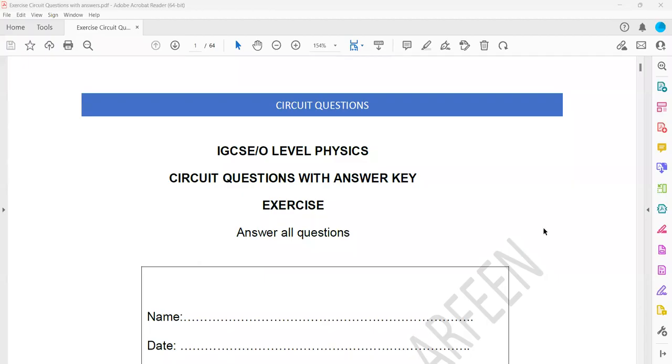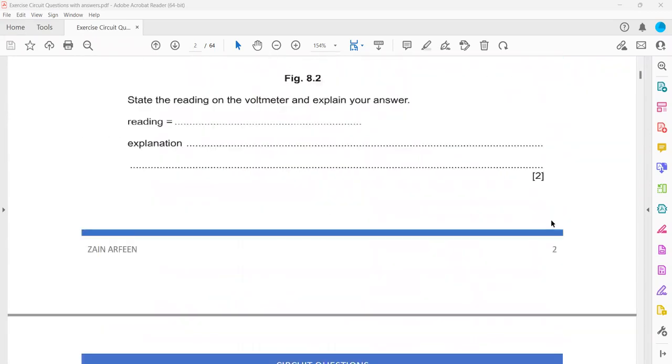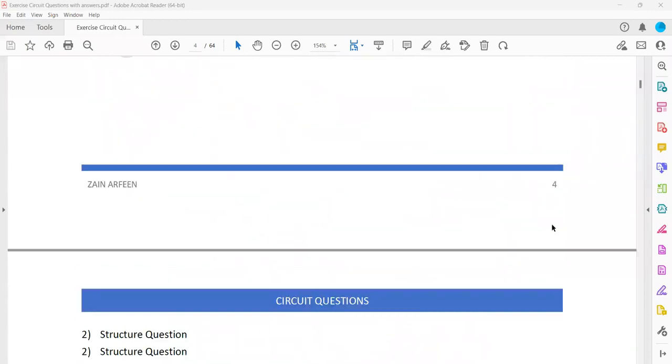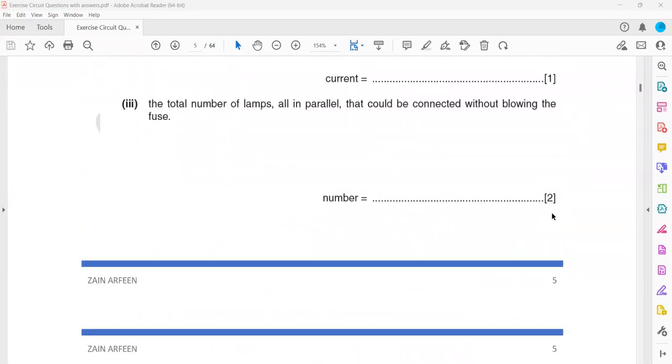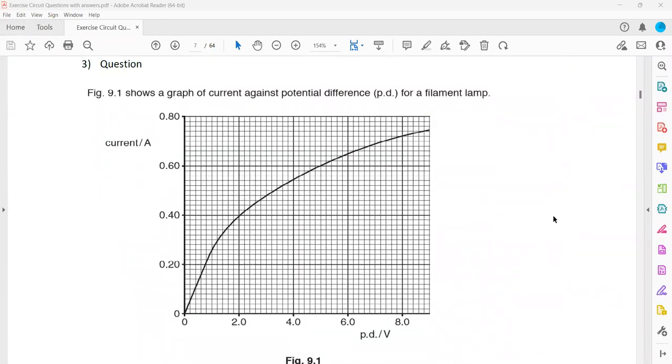Key. So circuit questions are there with answer key. We did question 1. The logic gates are not there anymore, they are not part of the syllabus. We did question 2 as well in the last session. So today we will do question 3. In question 3, you can see a current and voltage graph.